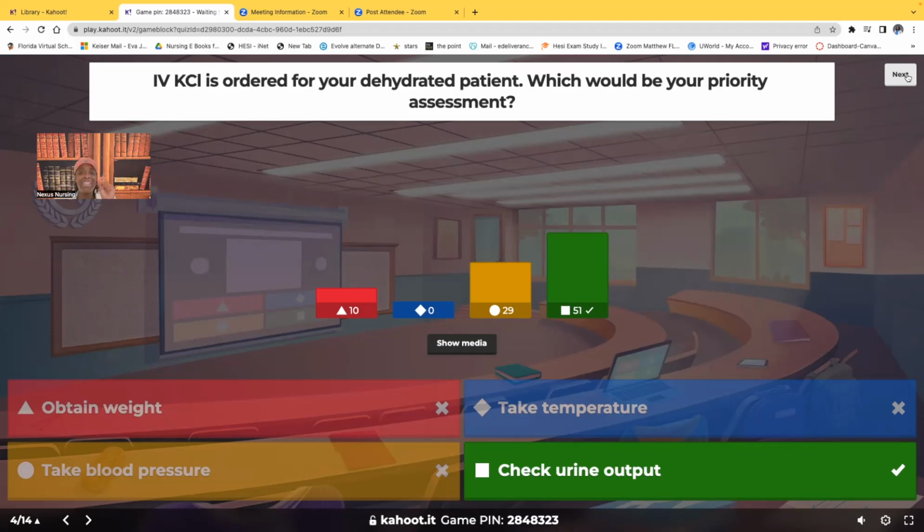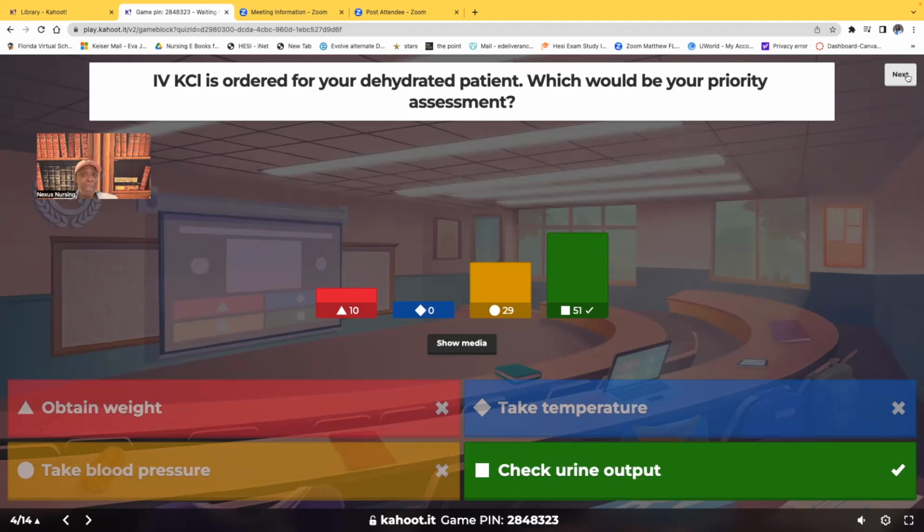But even if I didn't put in there that your patient was dehydrated, I didn't give you that clue. All I told you was that that patient was getting KCL. What's going to be your priority assessment is still going to be checking that kidney function, checking the urine output. Why? Because potassium can kill you. Remember? It has a very narrow therapeutic range. It can kill you.